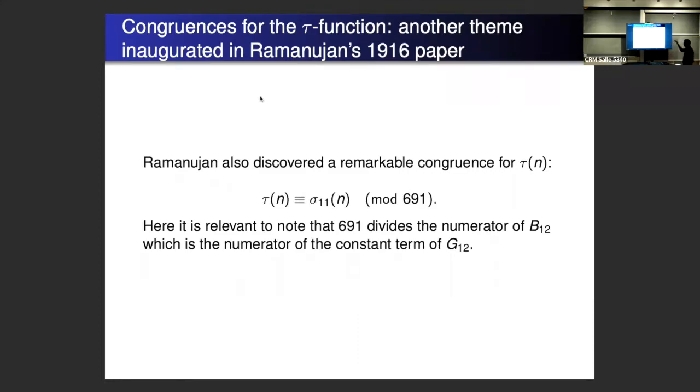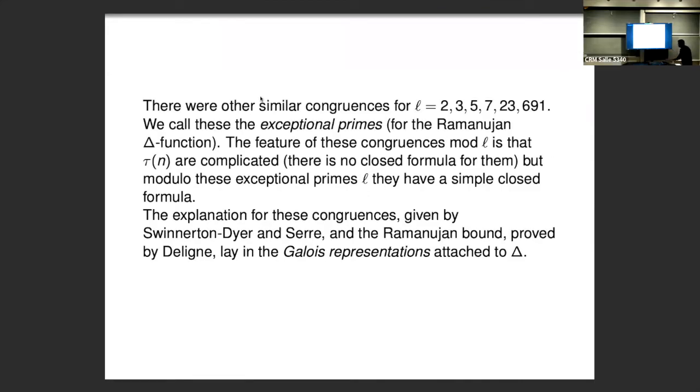These congruences especially played a big role in the development of the theory of p-adic modular forms, which then led to Serre's modularity conjecture. Now, after Ramanujan, there was a series of similar observations about such congruences made modulo different primes. 691 is the most impressive of the primes, because it's the largest prime, but there were other such congruences made modulo other primes. Somehow it's always that tau n is congruent modulo l for one of these l's, except 23, to some divisor function.